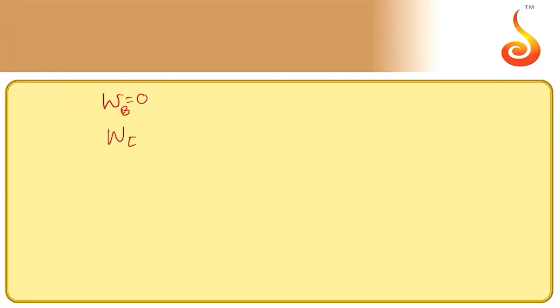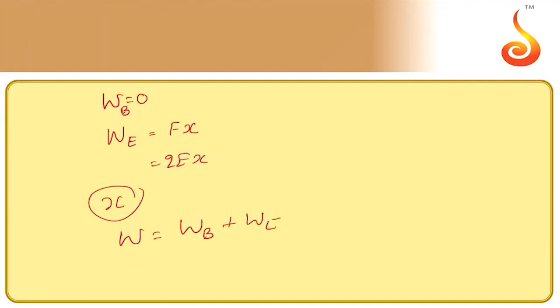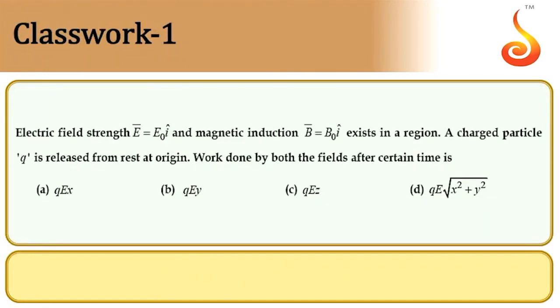And the work done by the electric field is nothing but electric force into displacement. That is nothing but Q into E into x. So if the charged particle travels a certain distance x, then the net work done by both the fields together is that by the magnetic field, 0, plus that by the electric field, Q into E into x, that is nothing but QEx. The electric field is along the x axis, therefore it does work for any displacement along the x axis. So QEx is our correct answer.